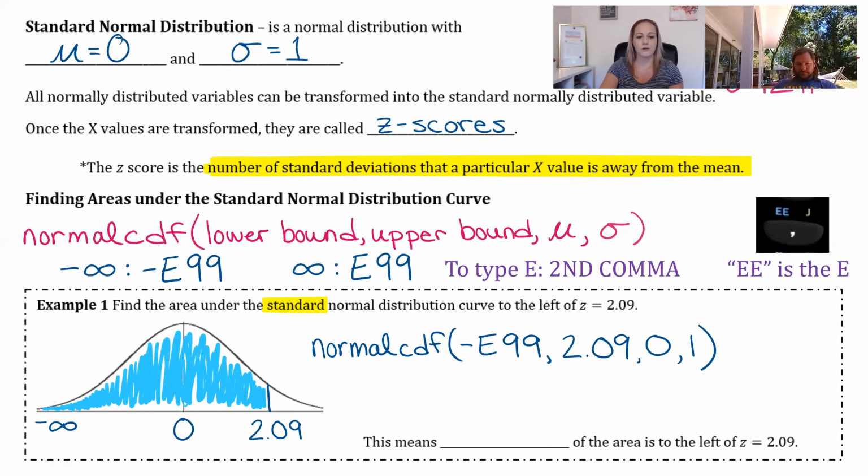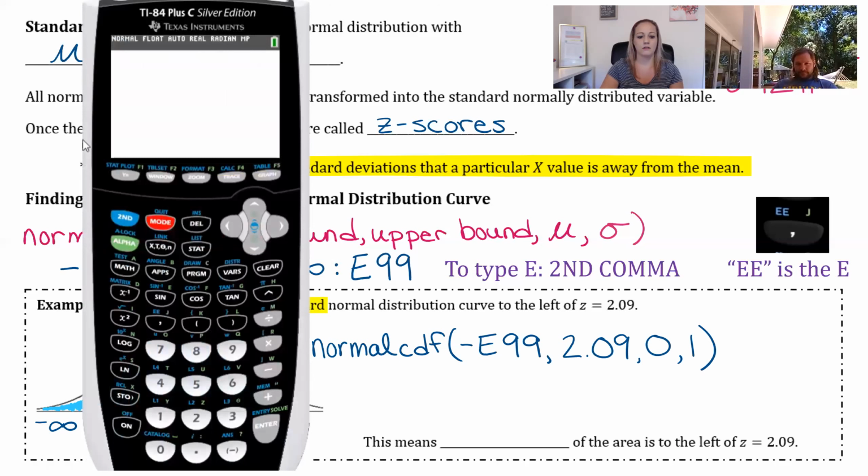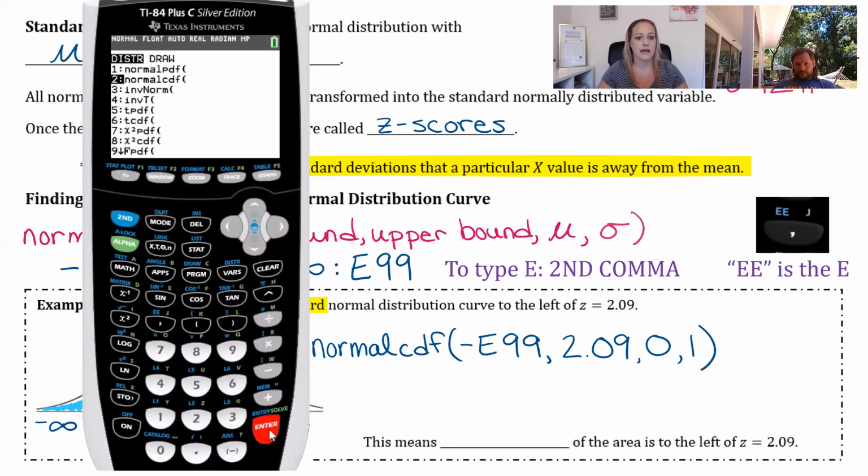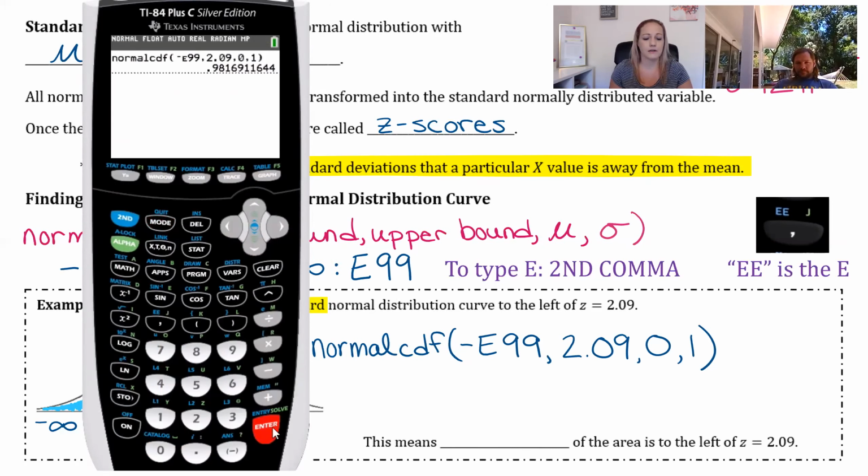Okay, so I'll show you on the 84s how you'll go about typing this in. Normal CDF is found under your distributions, so you're going to hit second bars, and I think it's the second one down. You want to make sure you're using normal CDF and not PDF. We'll never use PDF. To type your lower bound, you'll hit the negative and then second comma, and you'll see that it types a capital E there, and then 99. For your upper bound, you'll just type 2.09. Mine already had 0 and 1 in there. If yours doesn't, just put those in, and then you'll paste that, and you'll get the answer.